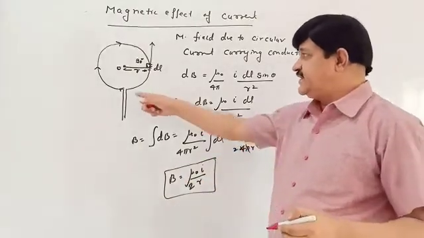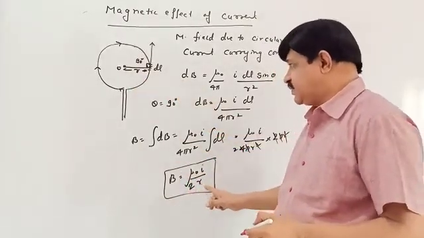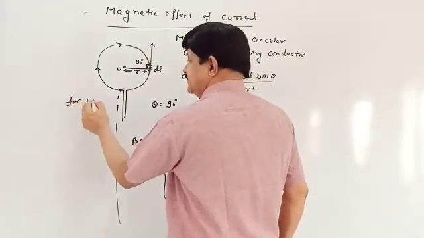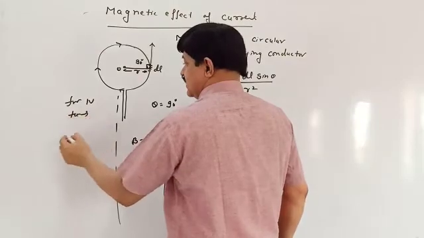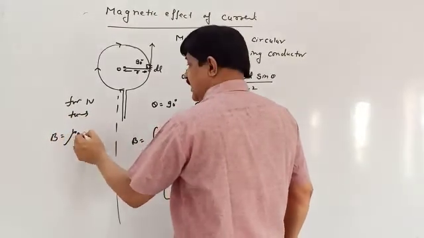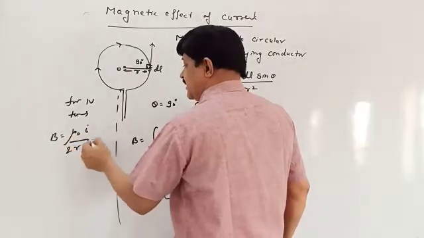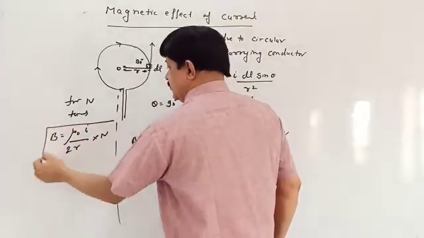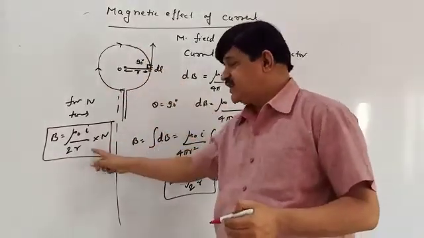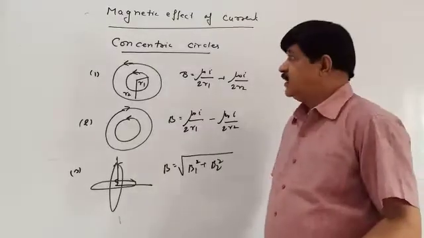So magnetic field due to any circular conductor is mu naught I by 2r, with one exception, that for n turns we can say the net magnetic field is mu naught I upon 2r into number of turns, you have to multiply with this. That is how we can find out magnetic field due to circular current carrying conductor.